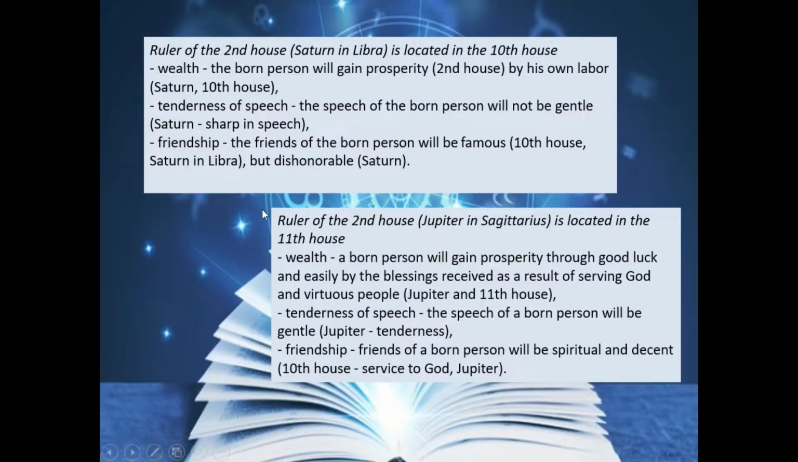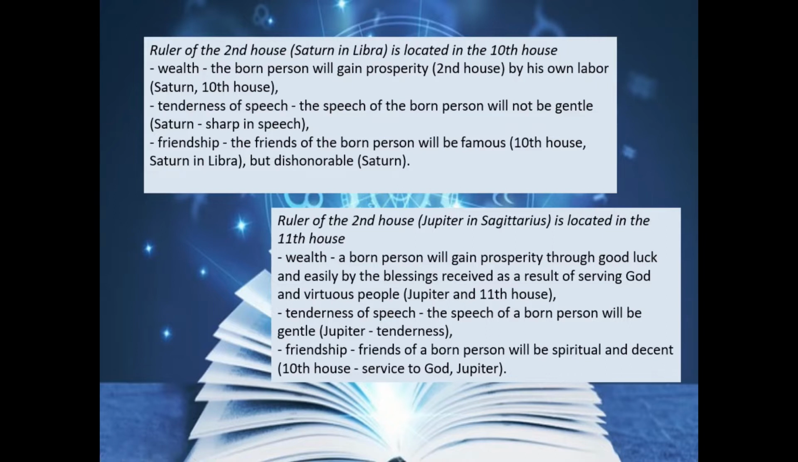When we take into account the cusp of the house and the true position of its ruler in the Bhava Chalit chart, we get the following interpretations. The born person will gain prosperity through good luck and easily, by the blessings received as a result of serving God and virtuous people. The speech of the born person will be gentle. The friends of the born person will be spiritual and decent.